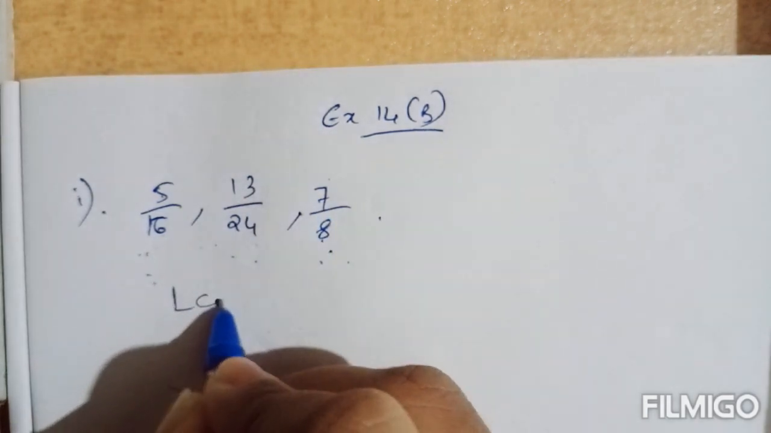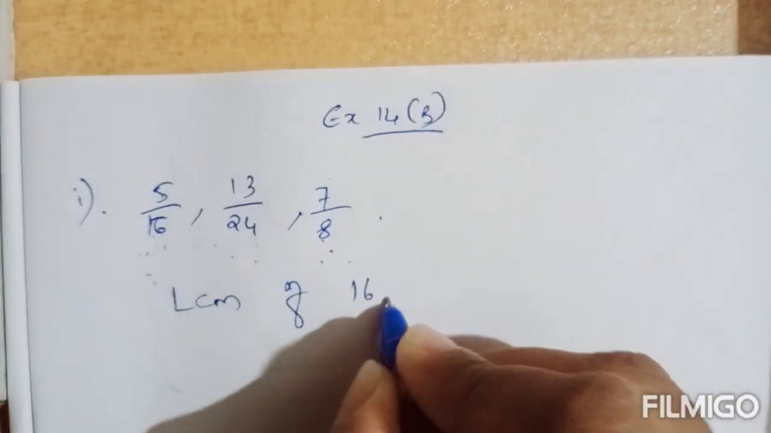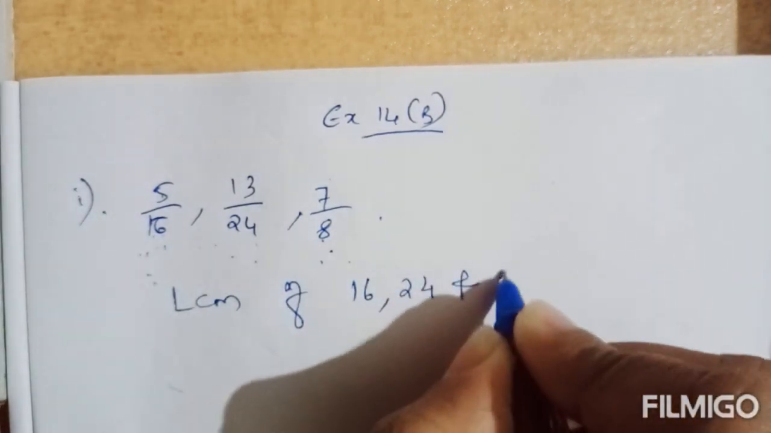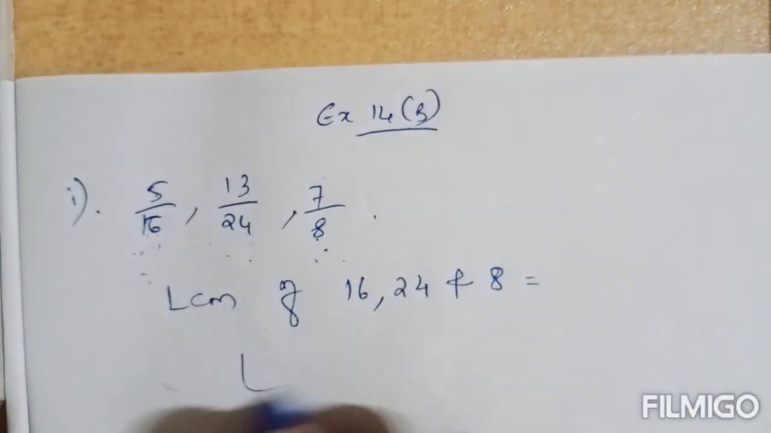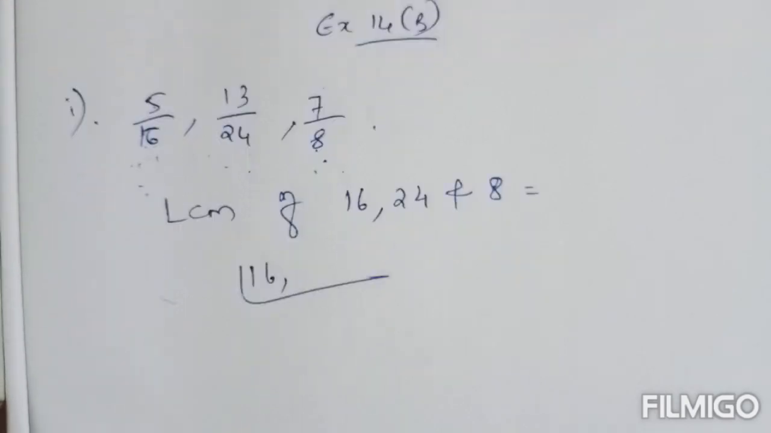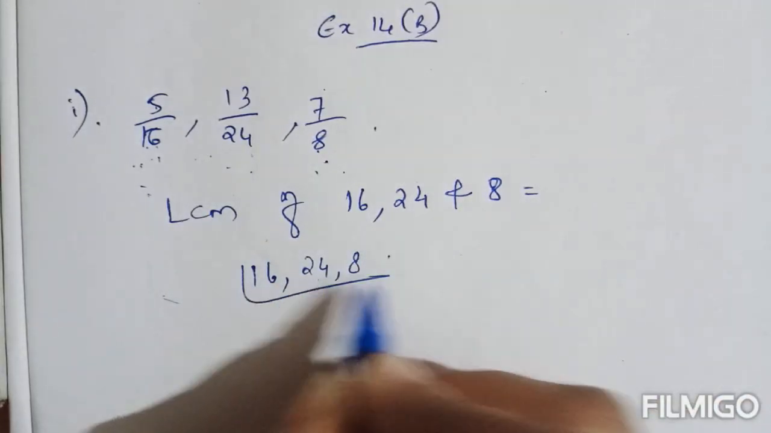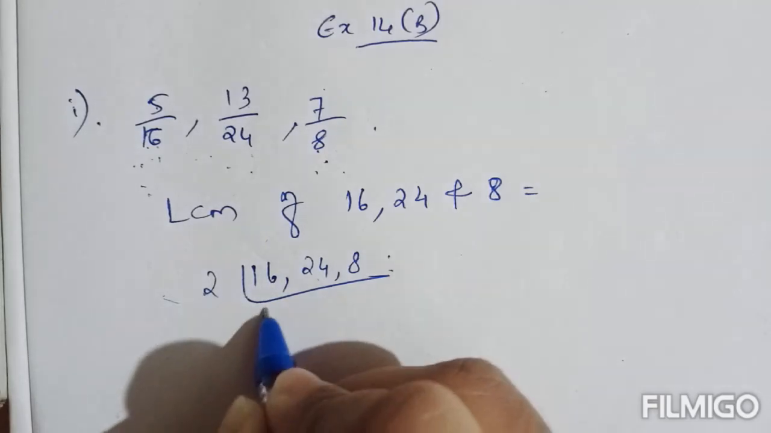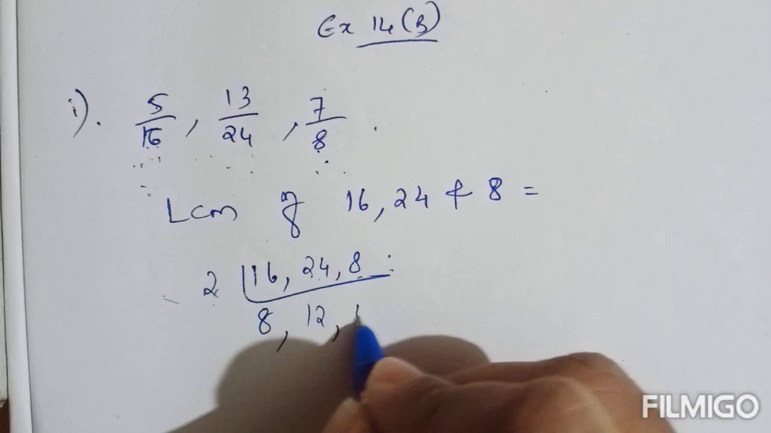First we have to take the LCM of denominators. That means LCM of 16, 24 and 8. Okay. So if we find LCM using this common division method, all will go in 2. 16 by 2, 8, 24 by 2, 12, 8 by 2, 4.